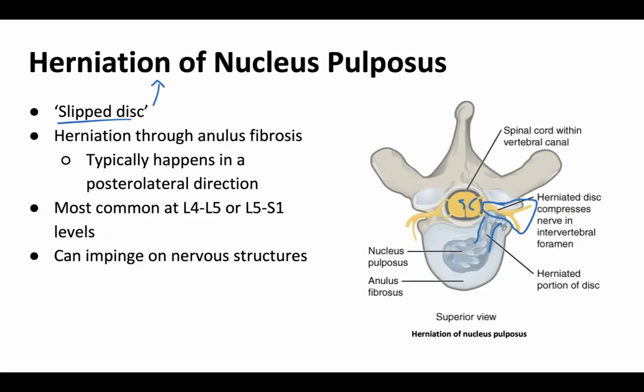And because the lumbar region bears the weight of the body, it is a fairly movable portion of the vertebral column as well. So herniation is most common in this region, particularly between L4 and L5 or L5 and S1 levels. That's the most common areas.